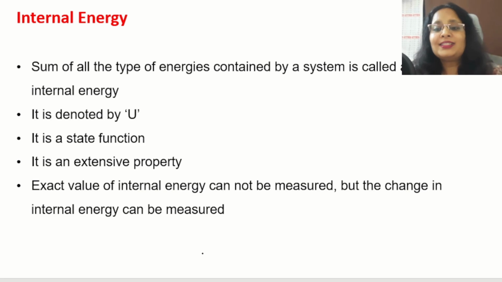It is a state function. We studied the term state function earlier in part 1 of thermodynamics. It means internal energy always depends on the initial and the final state of the system. It never depends on the path of the system. Suppose we have to change the internal energy and we use two paths.